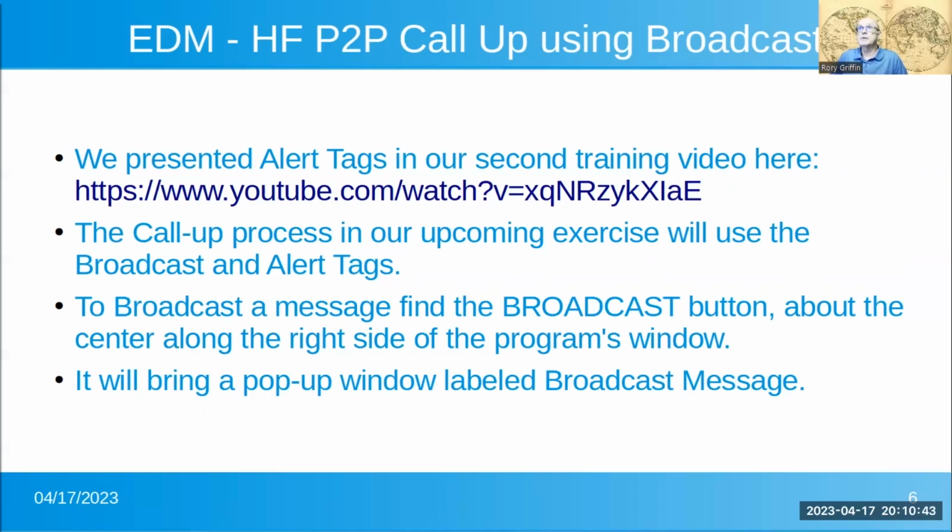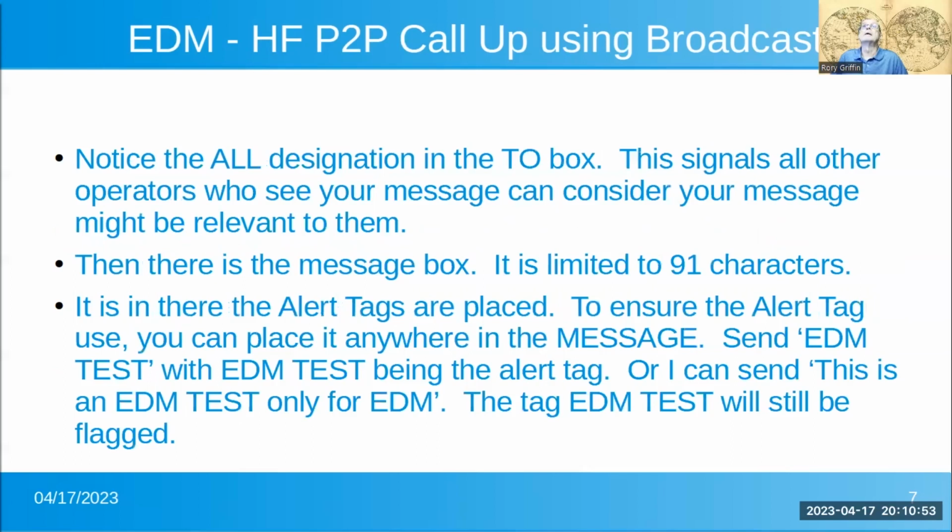To broadcast a message, find the Broadcast button. It's about the center along the right side of the program's window. It'll bring up a pop-up window when you click on it labeled Broadcast Message. Notice the All designation in the To box. This signals all other operators who see your message that they can consider whether your message might be relevant for them. Then there is the message box. It's limited to 91 characters.